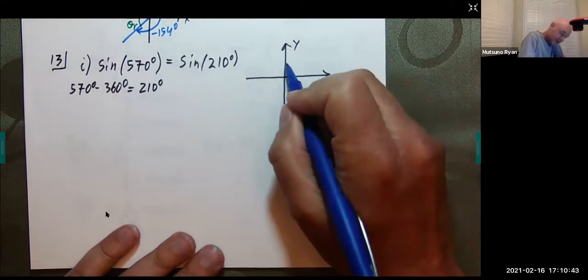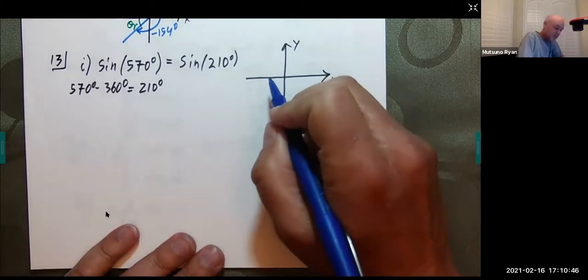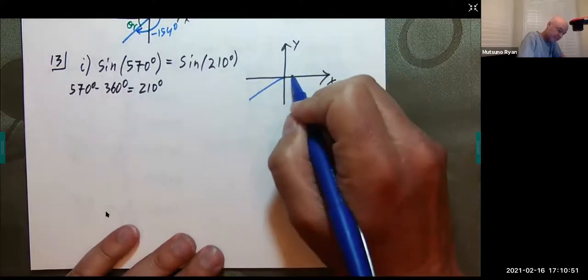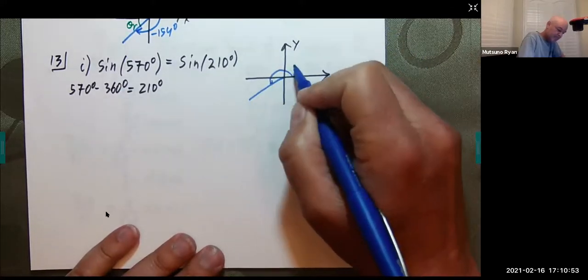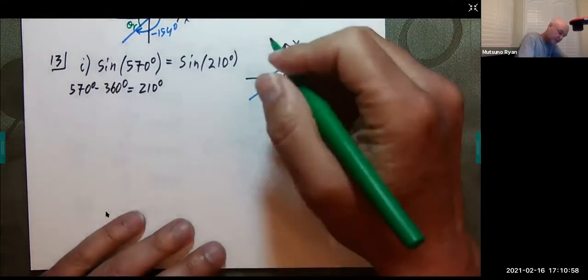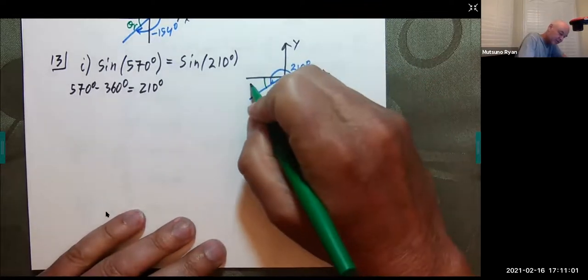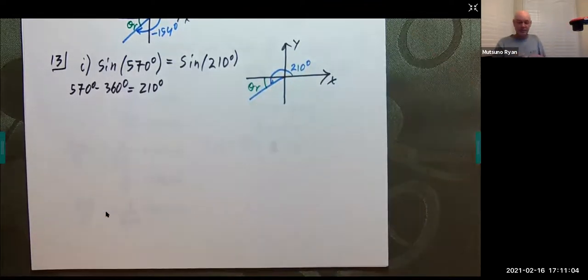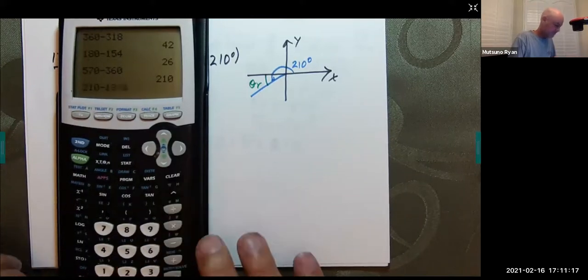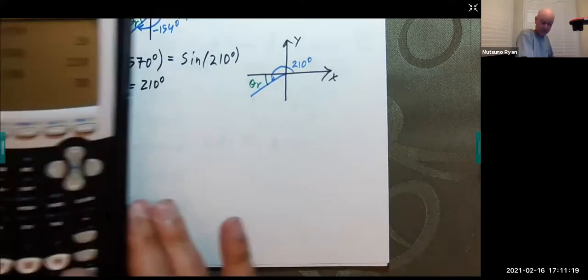0 to 90 is there. 90 to 180 is there. 180 to 270 is here, so it's here. I want the reference angle, because then I'll get to use one of my special triangles. Now you can also use the unit circle, but both will get you the same answers. So let's see what that is. That's going to be 210 minus 180. So 210 minus 180. That's a 30-degree reference angle.